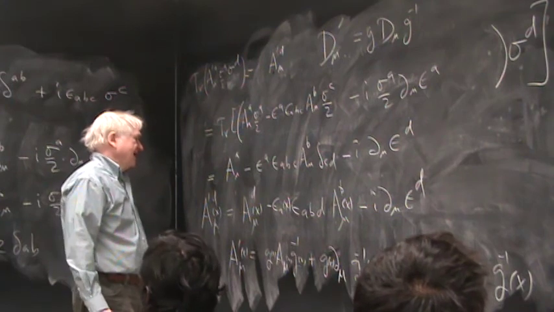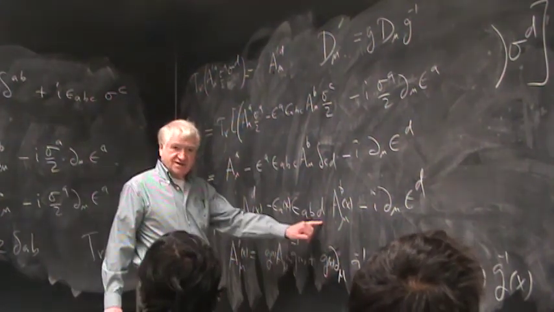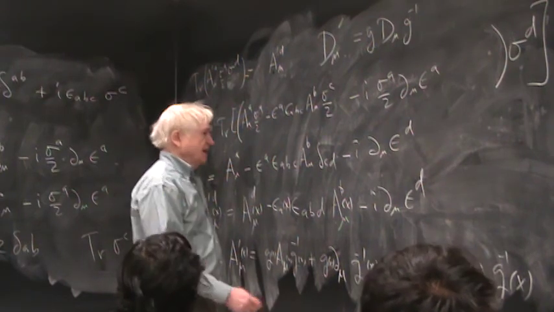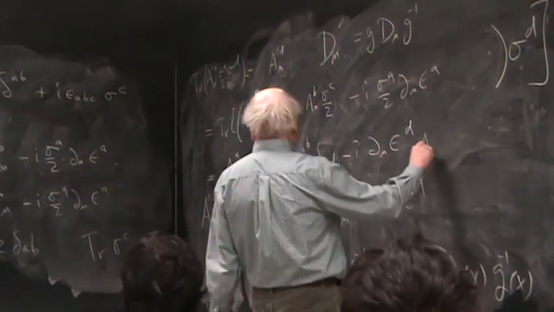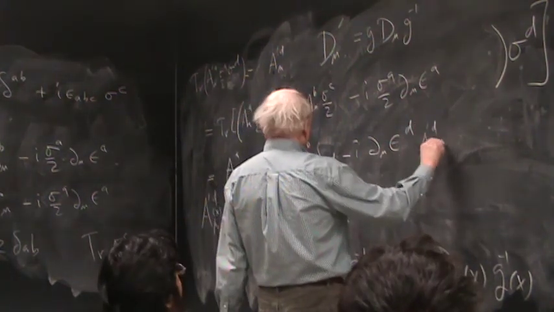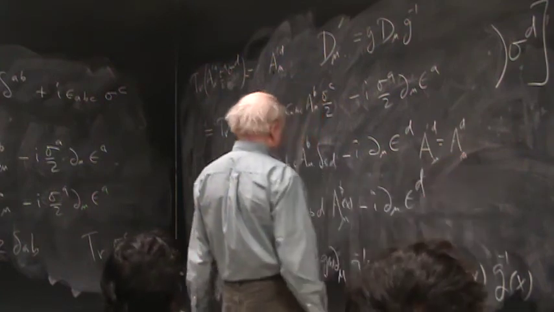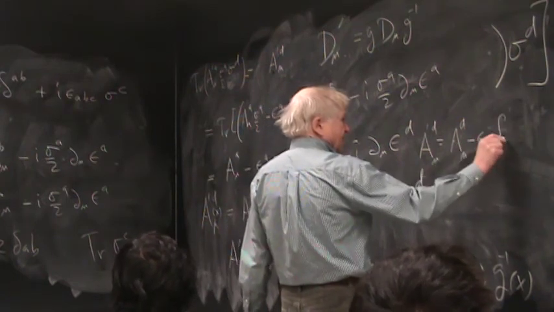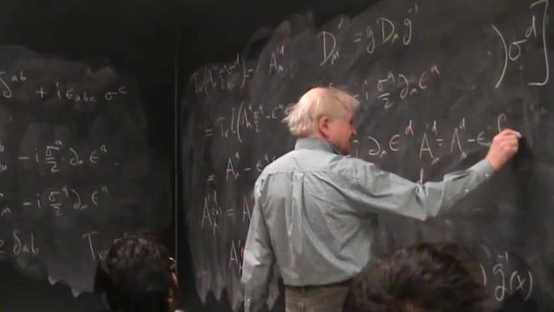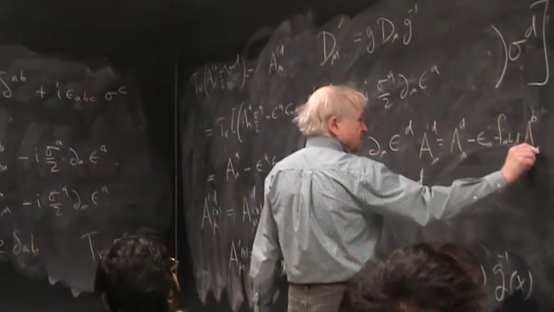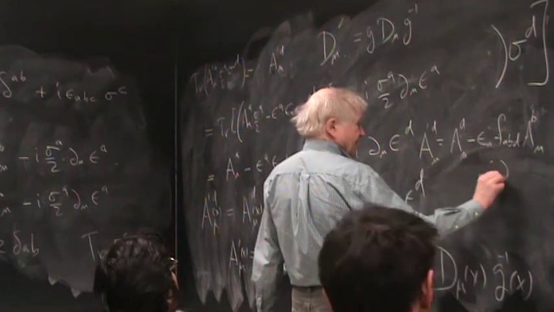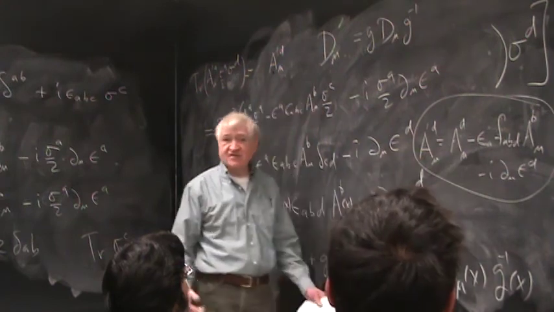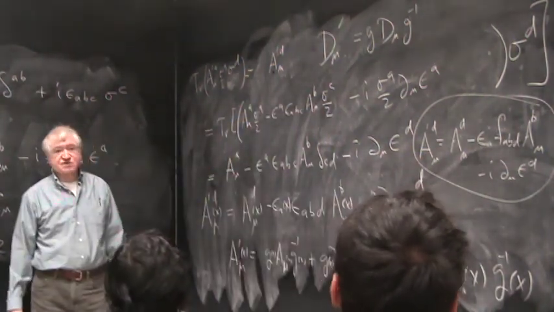This is right. And what you can see is that these are the structure constants. So you'd expect then that in general what you'd have is A prime d mu would be A d mu, and then minus epsilon a f a b c, f a b d, A b mu, and then minus i d mu epsilon d. So for a general non-abelian gauge, there are structure constants f a b d in this case. This is what it would look like.